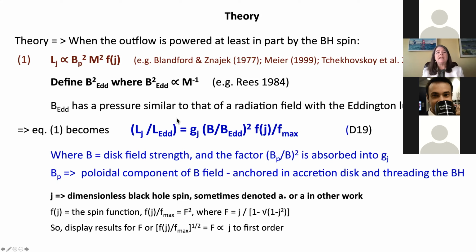So we see the outflow, Lj over L ed, and including G sub j, is described here. The accretion disk properties, B over B ed squared, are described by this term. And the black hole spin is described by f of j over f max. So it separates into 3 different parts. Now, B poloidal over B squared is absorbed into the coefficient G sub j, and for now, I'm taking that to be constant. However, it is possible that there is some variation in G sub j.